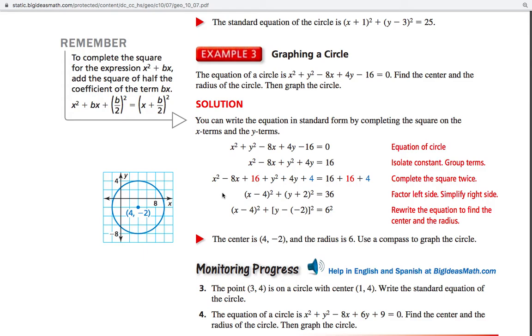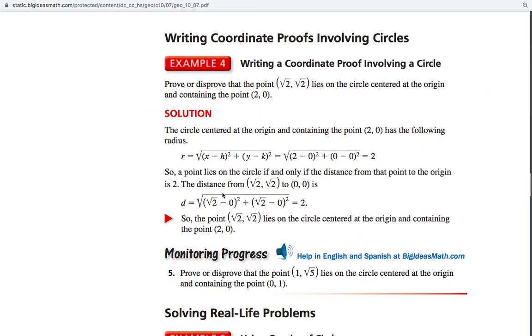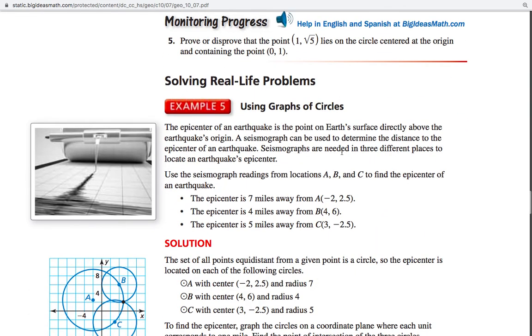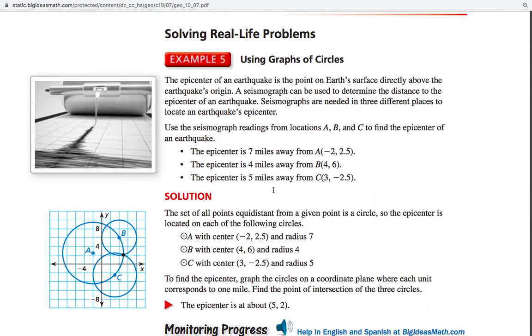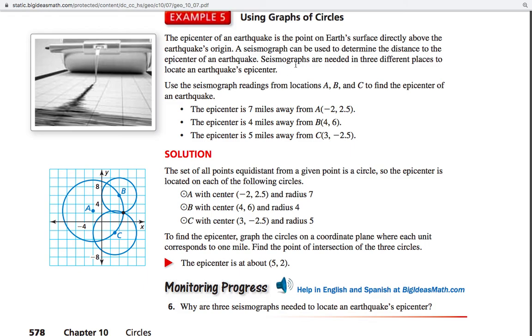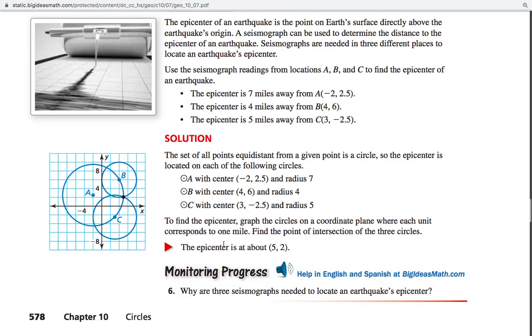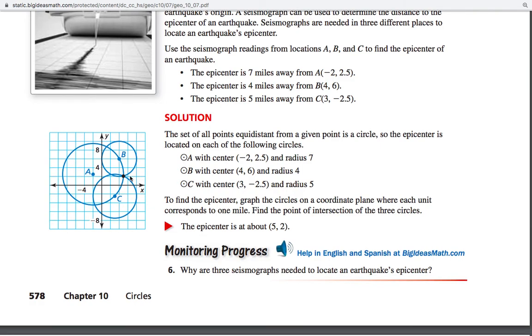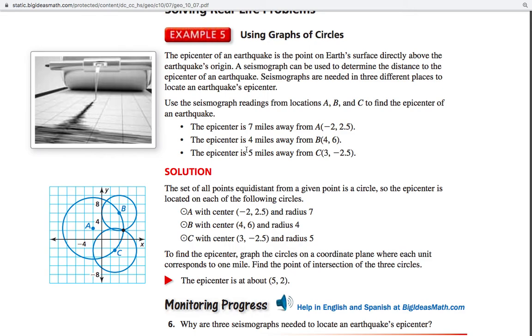There's more stuff in here, right? Write a coordinate proof. Yeah, I know you don't want to do that. We're not going to do that. You've got real life problems. You might see something like that, but nothing to this extent. This is pretty intense, trying to figure out, but it's interesting if you're interested in it.